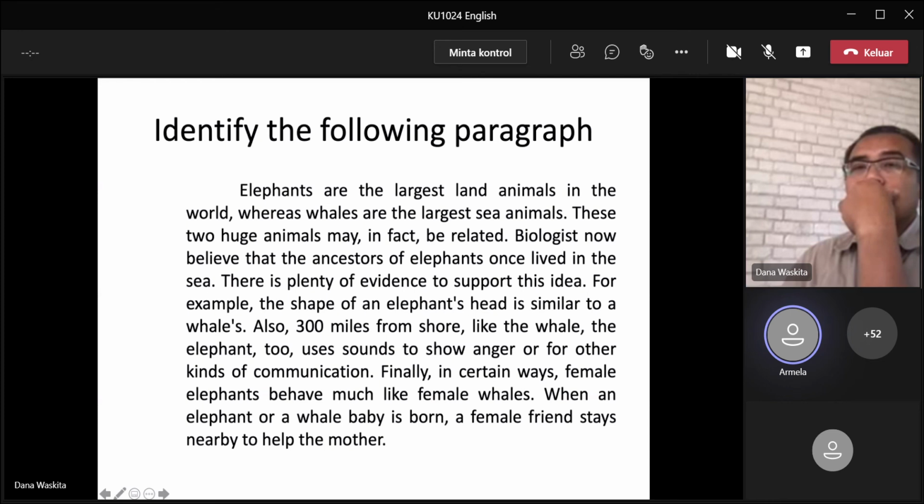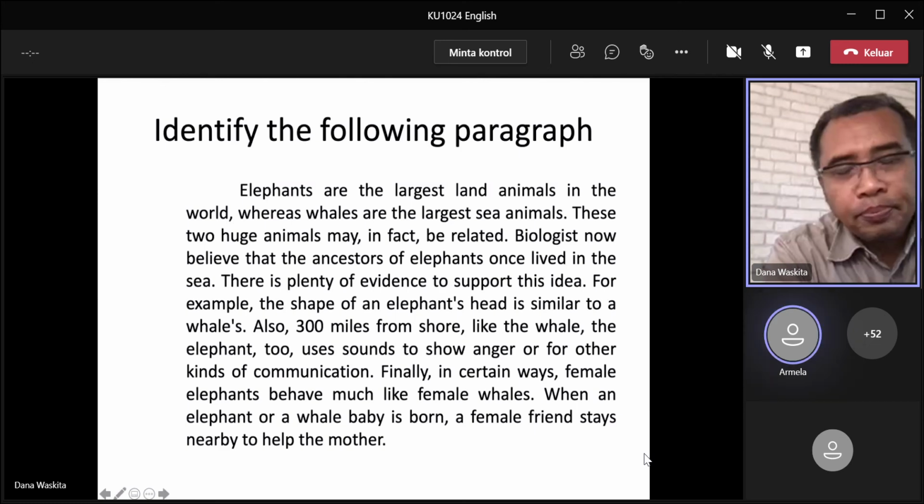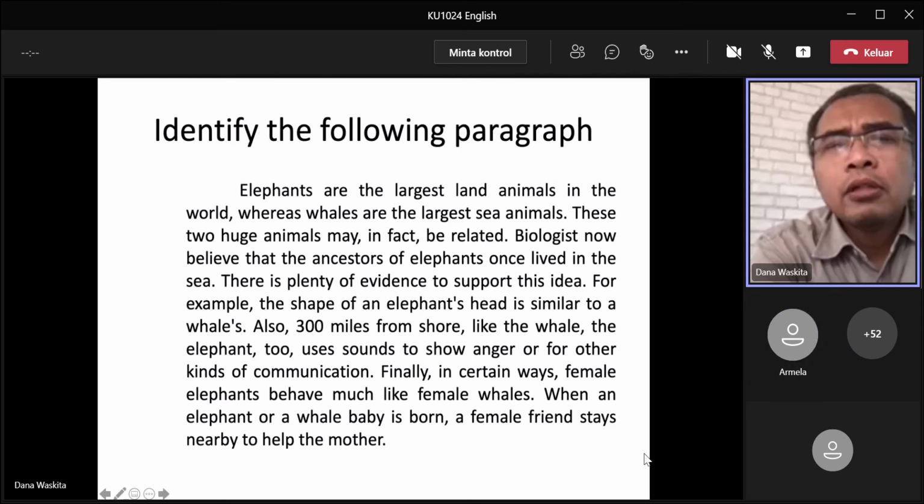Listen then. Topic is not a sentence, but topic sentence is a sentence. You say that the topic, not the topic sentence. The topic is elephants and whales, the two largest animals. And the topic sentence is which one then? Can you find the topic sentence of this one?